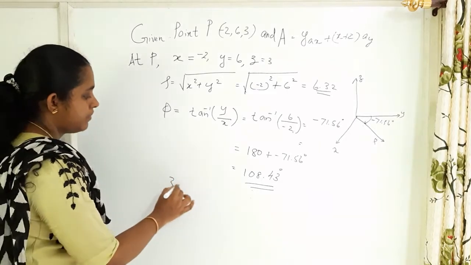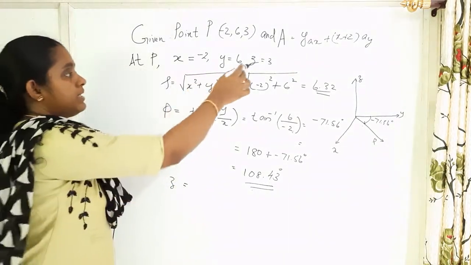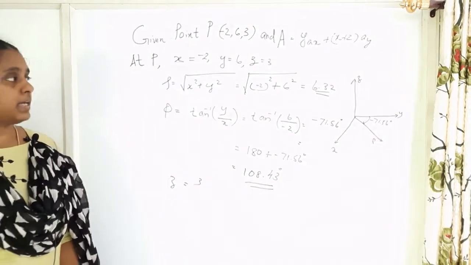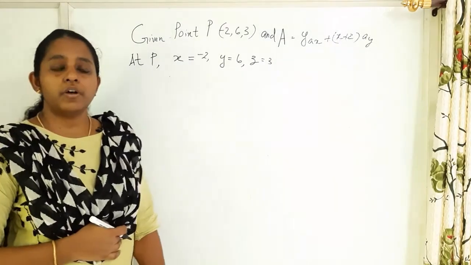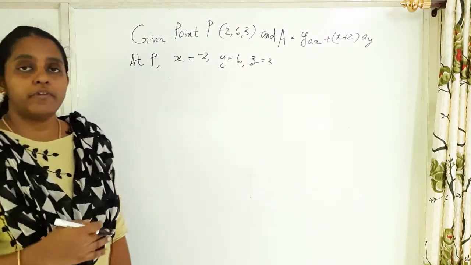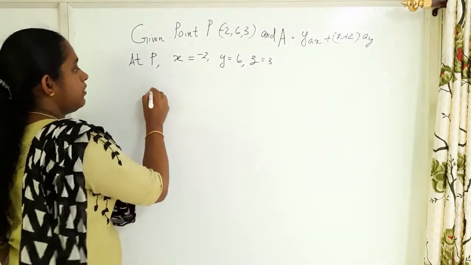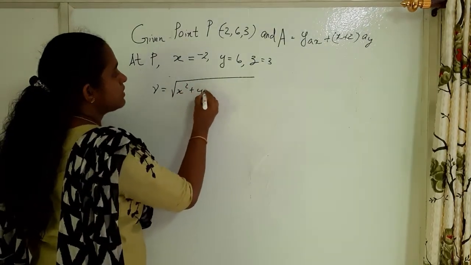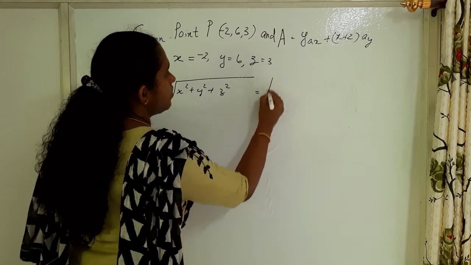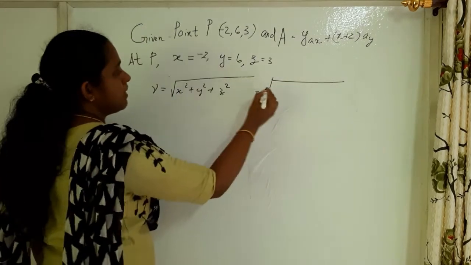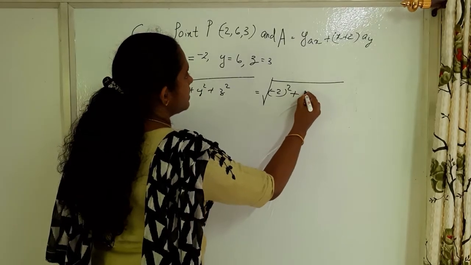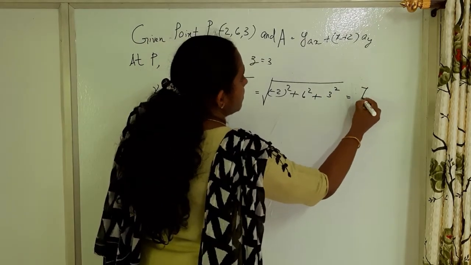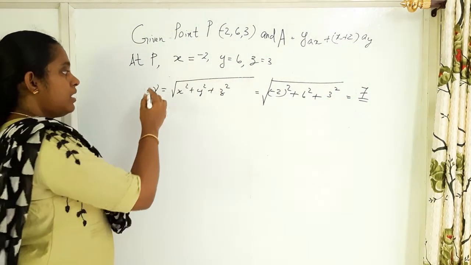The next coordinate is z, which is the same as in Cartesian coordinates: z equals 3 itself. Now we have to convert it into the spherical coordinate system. How can we convert from Cartesian to spherical? We apply the equation r equals square root of x squared plus y squared plus z squared, which is the square root of (-2) squared plus 6 squared plus 3 squared. So you will get 7. That is r.